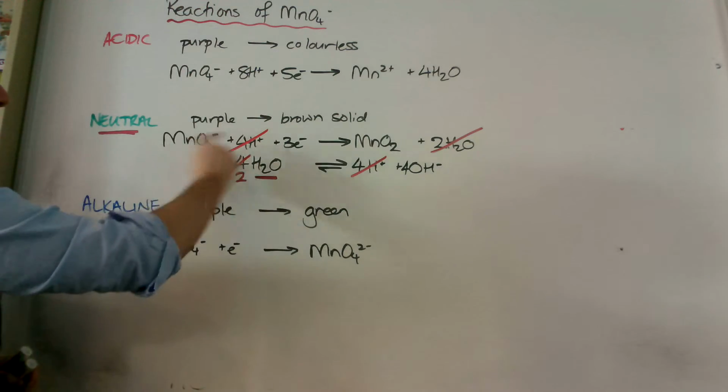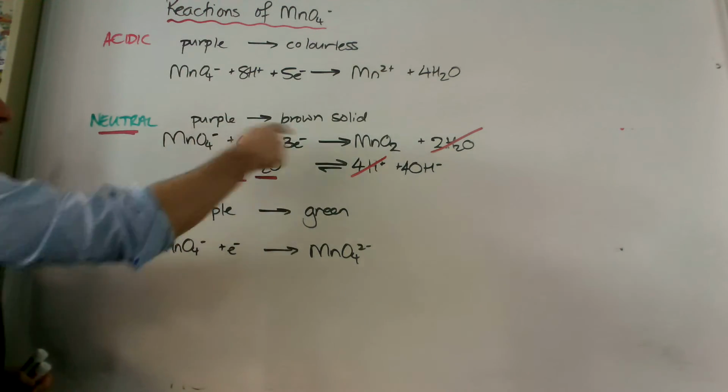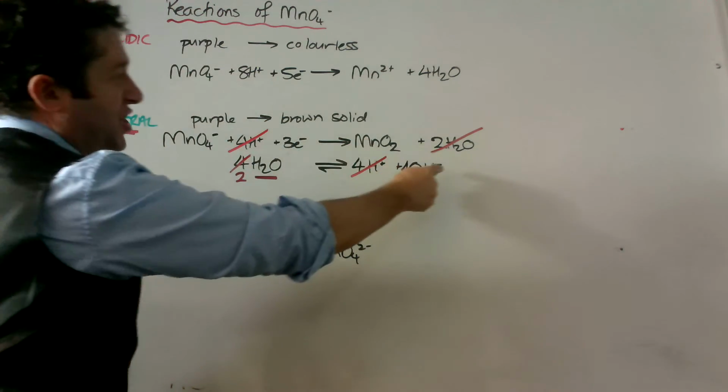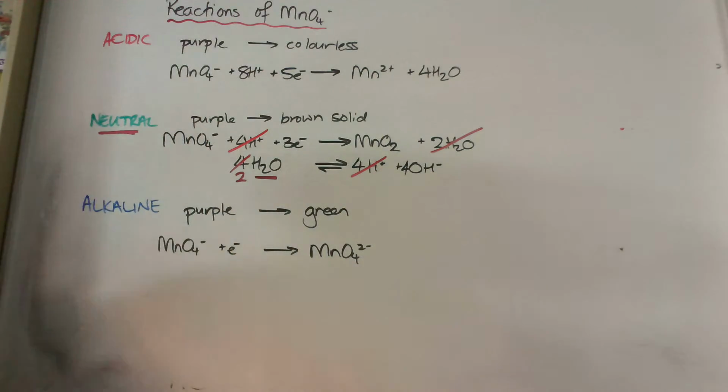The net charge on this side is -4: -1 there and -3 there. The net charge here now is -4 due to those. If the charges are balanced, you know you've got it right.